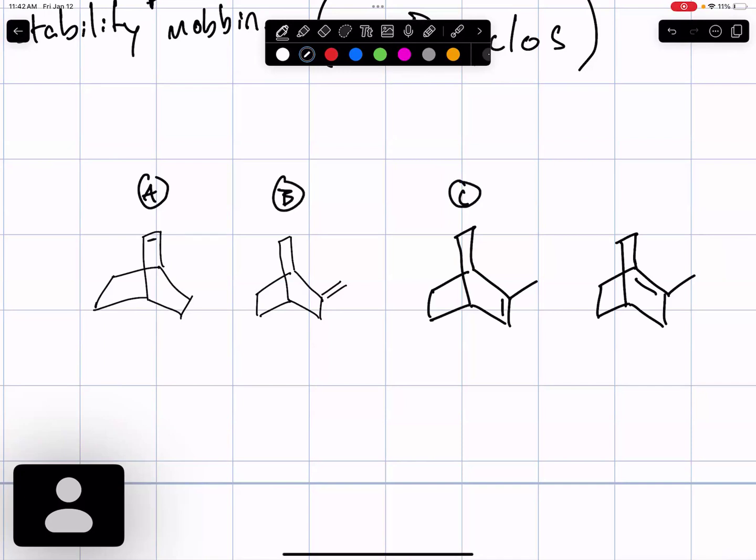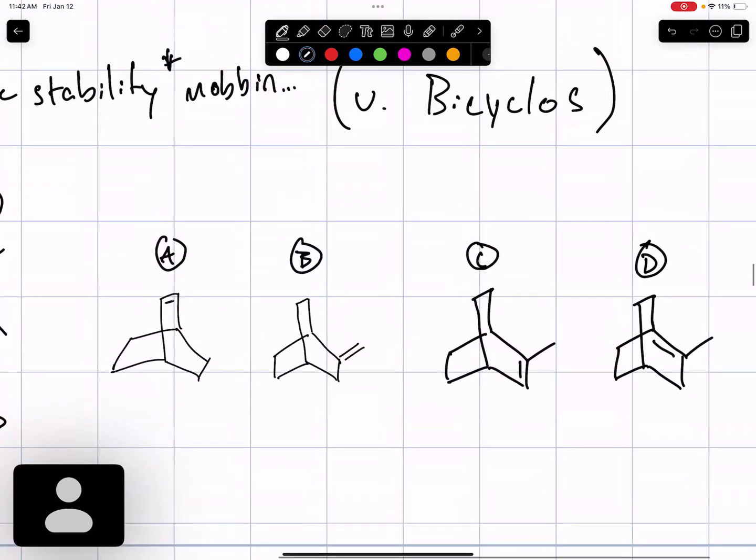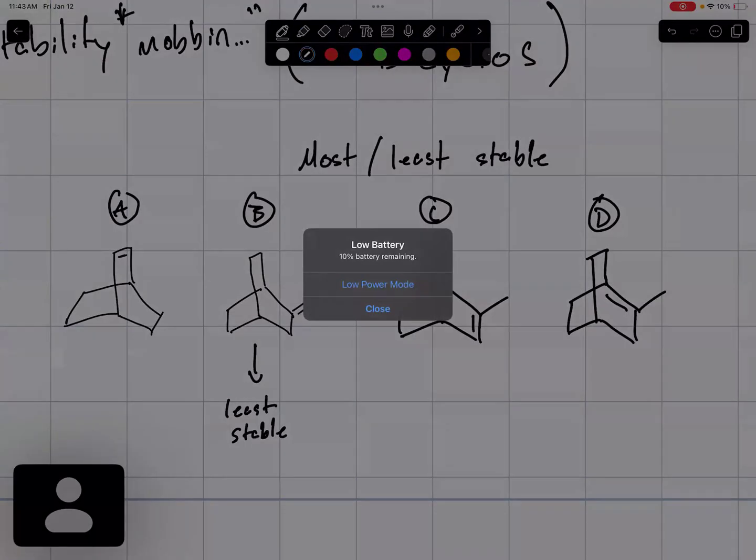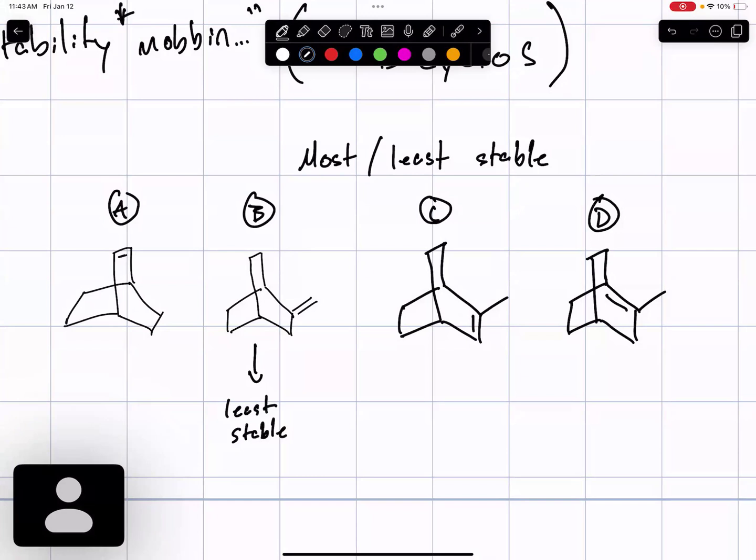Same process. B, C, or D. And in this case, I just want you to think which one is most and least stable. What do you guys think? I think B is least stable. Yes, correct. B is least stable. What about most stable? D. Why do you say D?